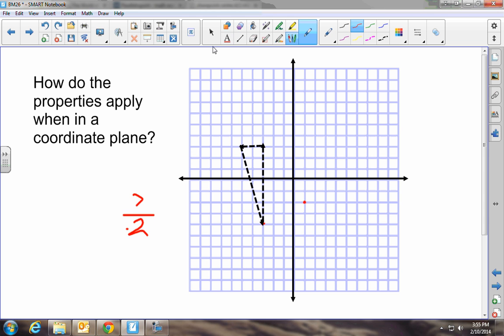So all I know, let me get rid of some of this. All I know is that this from here to here should be 7 over 2 as well. So I'm going to go 1, 2, 3, 4, 5, 6, 7 over 2. Boom. I know that my point has got to be right here.